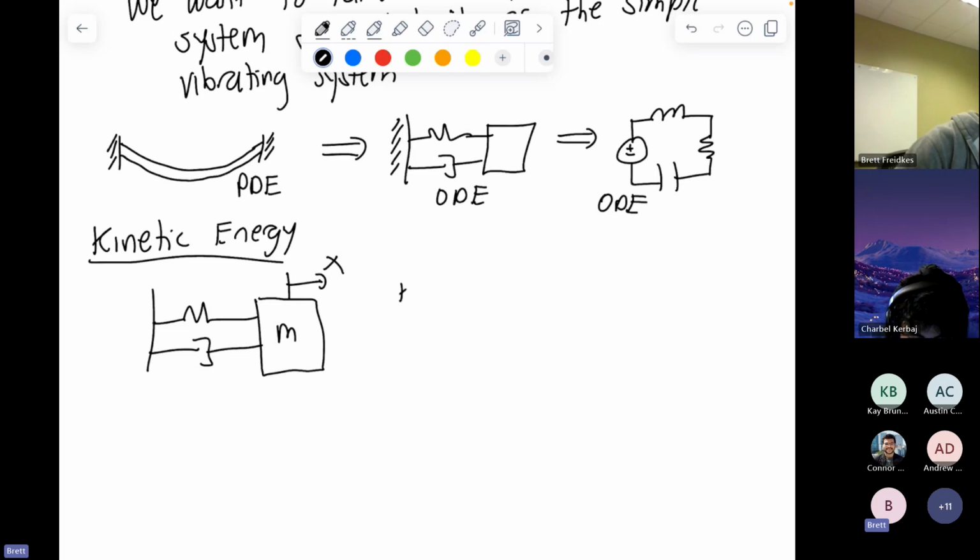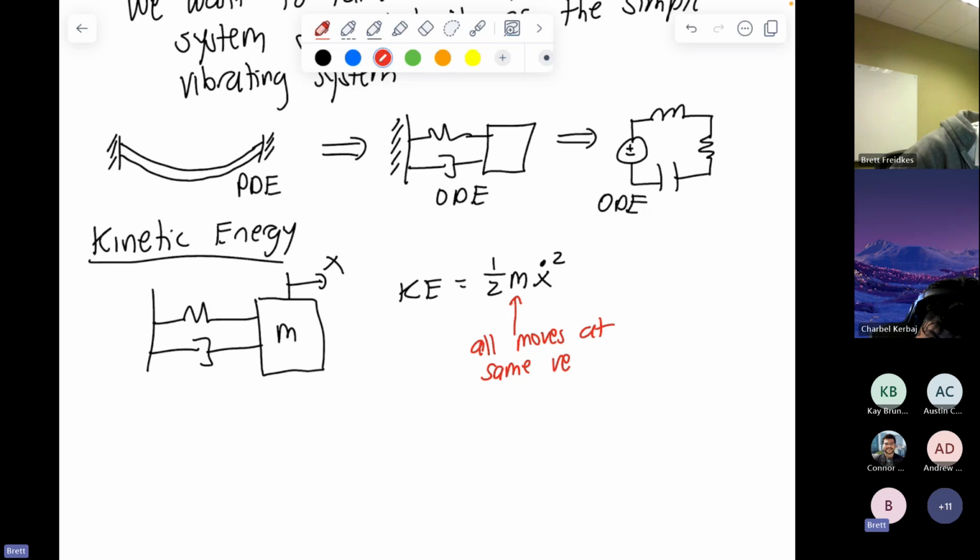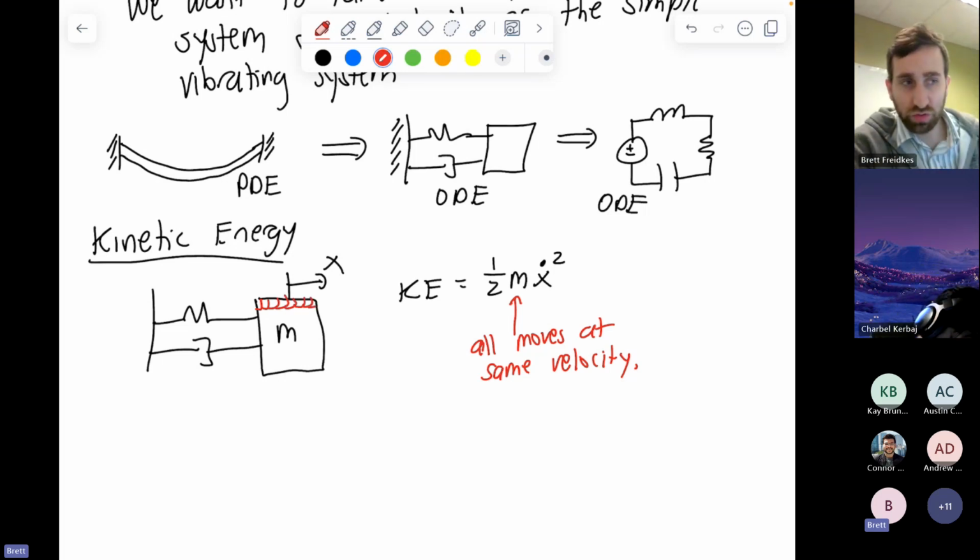So kinetic energy for something like this is just simply 1/2 m v squared, or x dot squared. And the important thing to note is that this m all moves at the same velocity. So if I were to break this mass into a bunch of little differential masses, each one of those specks is moving at the same velocity, because you have this rigid mass that's moving back and forth. So I can look at the kinetic energy of that as being just 1/2 mv squared.